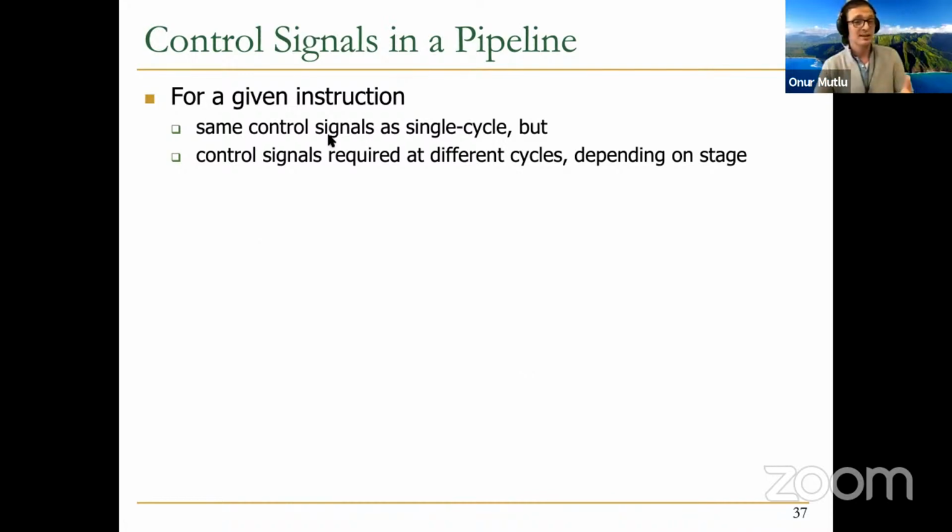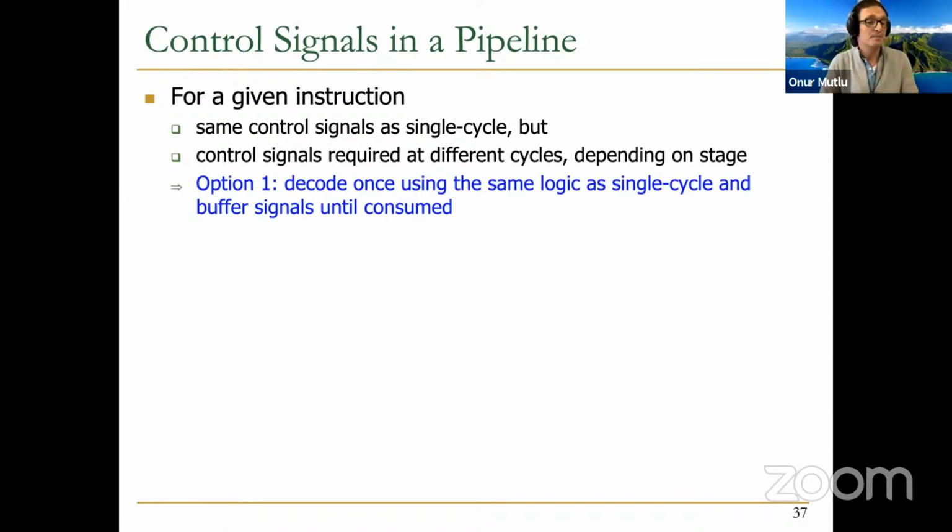Okay, so let's talk about the syllabus. For a given instruction, we have the same control signals as single cycle, but control signals required at different cycles, depending on the stage. Basically, when we assert the control signals are different. And there are 2 options here. One is decode the instruction once using the same logic as single cycle and buffer the signals until they're consumed. And we will see this example in a little bit.